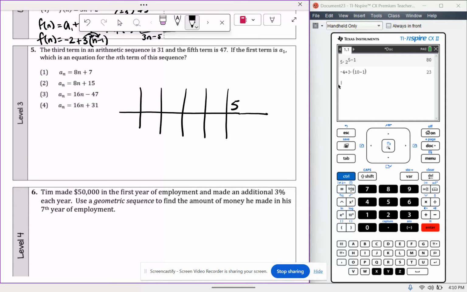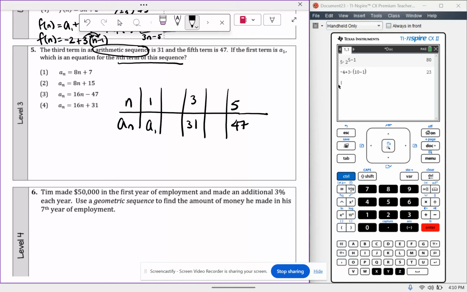And the fifth term is 47. If the first term is a sub 1, which is an equation for the nth term of this sequence? That means just write the equation. Okay, well, we've got to figure out what the common difference is.